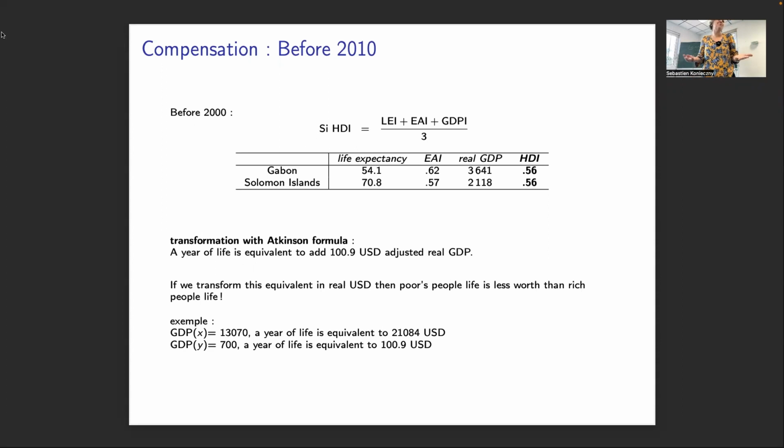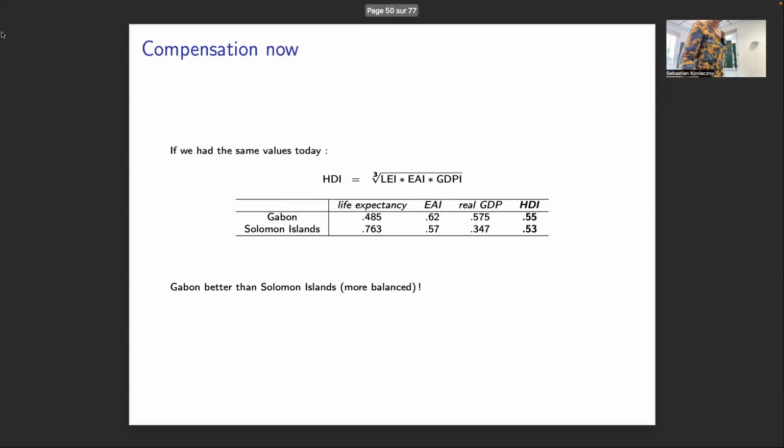Do you want me to normalize it in my indicator? I'm not so happy with this compensation. I think it is not a good thing to have a very compensatory aggregator when you use things like life expectancy and money, because you are comparing one year of life with money. If you use this type of nonlinear normalization, which is a good idea, you end up with things which can be a little bit disturbing.